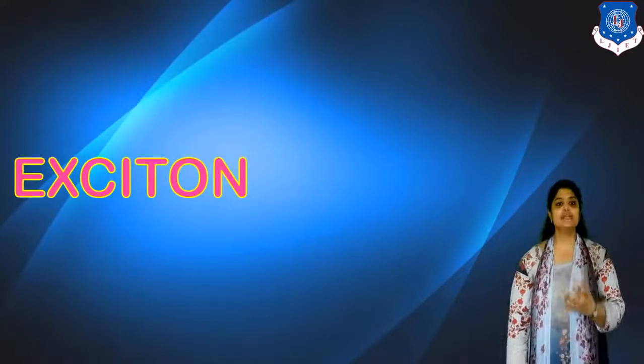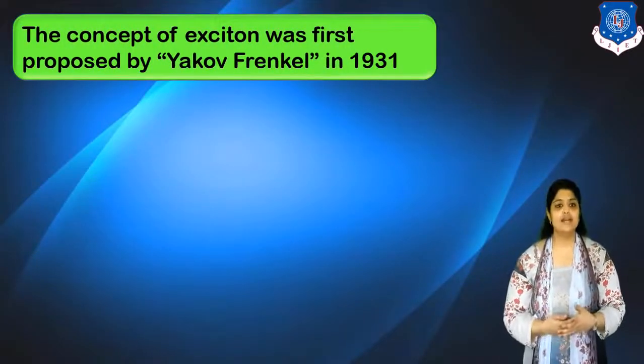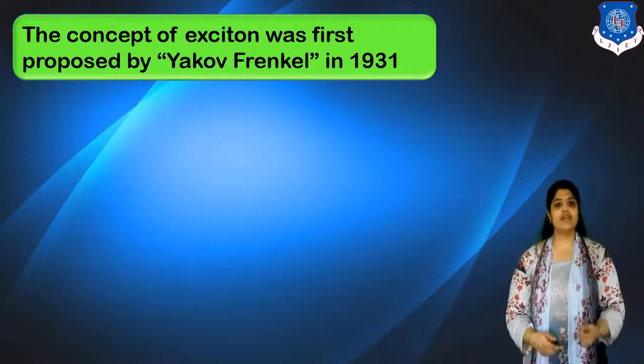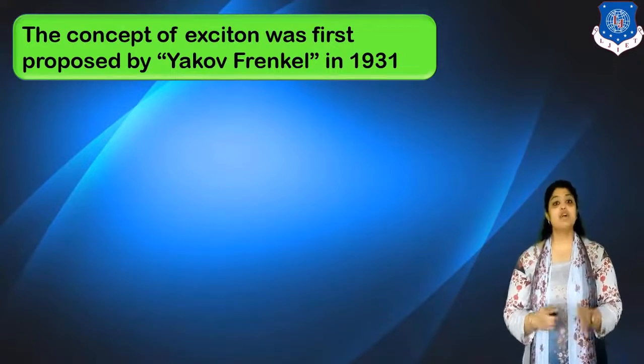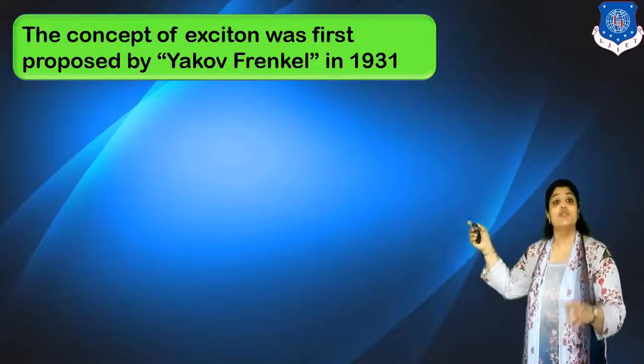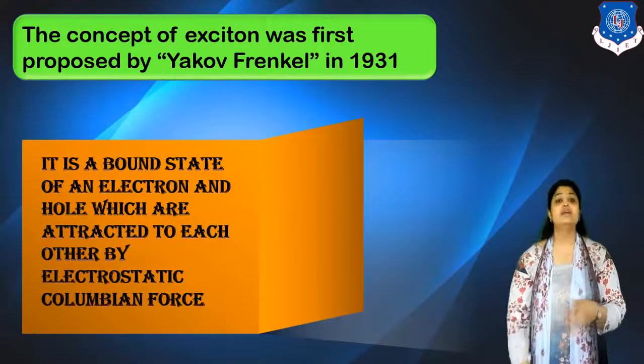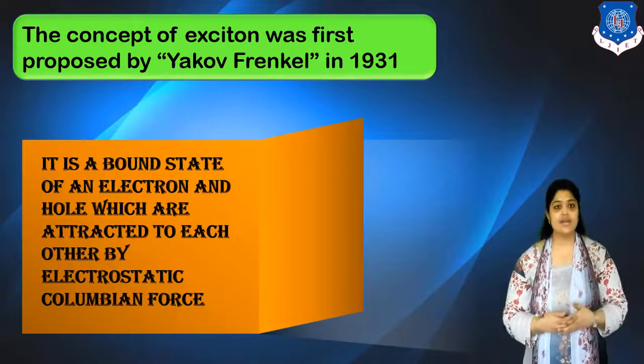Now let us move on to the second topic and discuss the exciton. Let's see what an exciton is. The concept of the exciton was first proposed by Yakov Frenkel in the year 1931. So he was a physicist who first proposed the concept of an exciton. Let's see what exactly an exciton is.